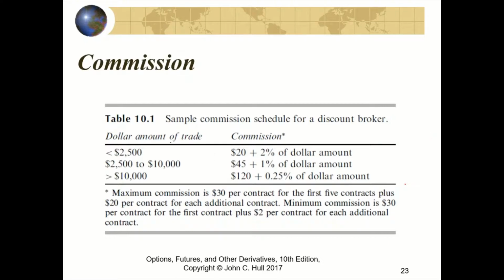Now, this is not fixed. It differs from one broker to another. So we will not really learn about a certain commission schedule. We will just learn how to calculate the commission given a certain commission schedule.